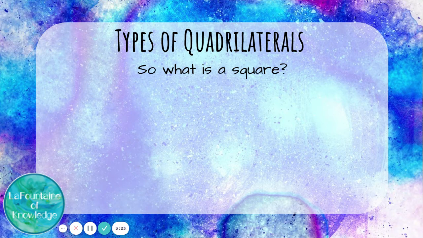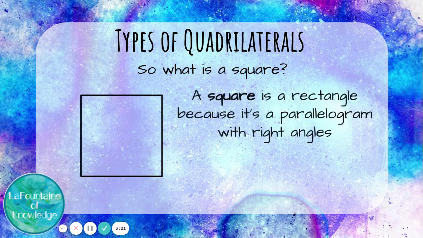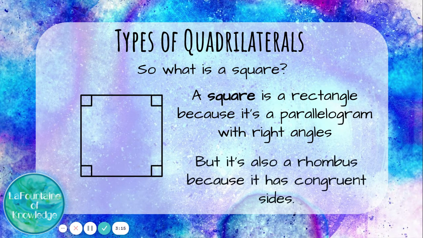So what is a square? A square is a rectangle because it's a parallelogram with right angles. But it's also a rhombus because it has congruent sides.